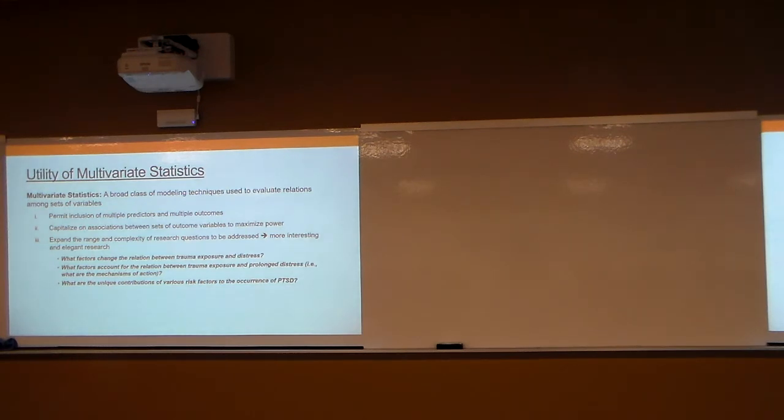And if we ask about unique contributions of various risk factors to the occurrence of PTSD, right? So we know that only a small percentage of people who are exposed to trauma actually develop chronic symptoms, right? So we might be interested in what are the risk factors that start to increase the likelihood of developing symptoms, right? But is it probably just one thing? No, probably a whole host of things, right? There's a lot of overlap. So what types of model or question or technique might we use to answer this last question?